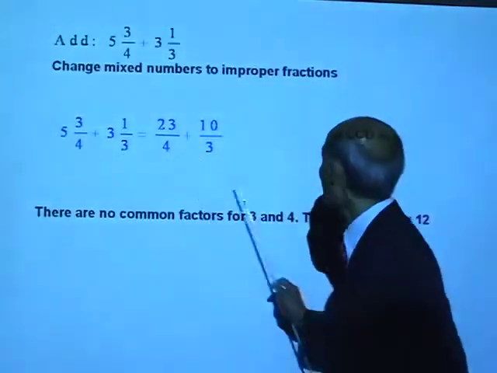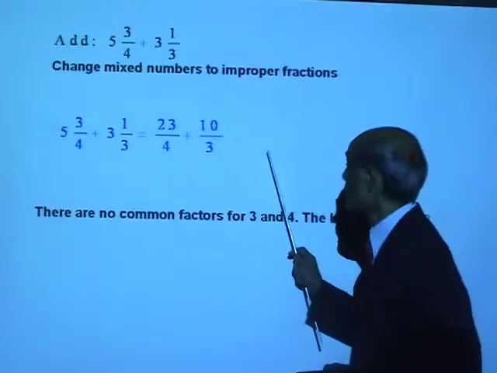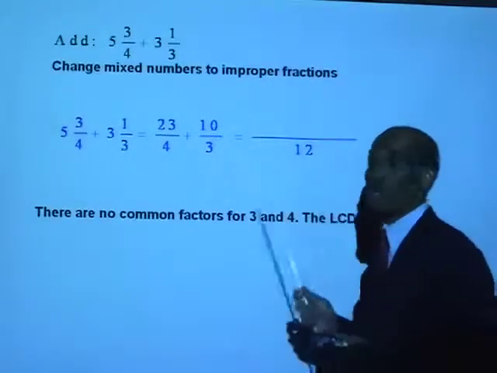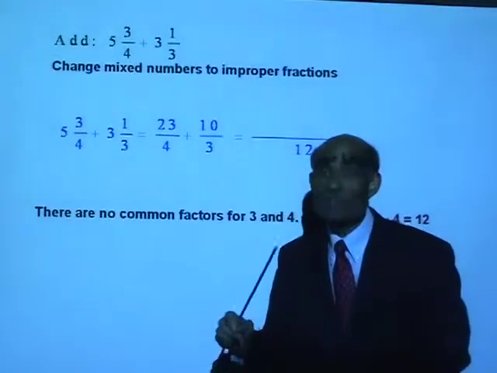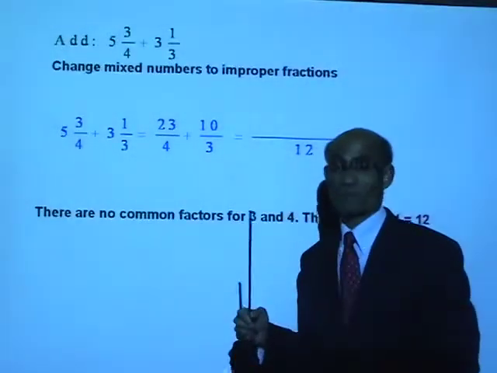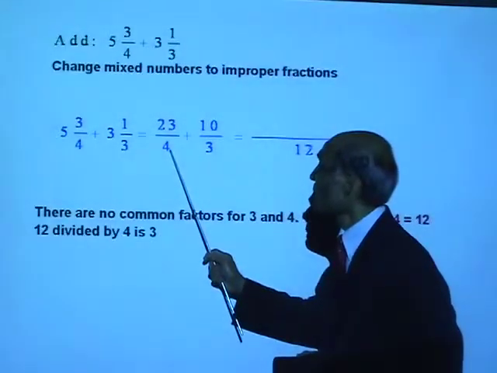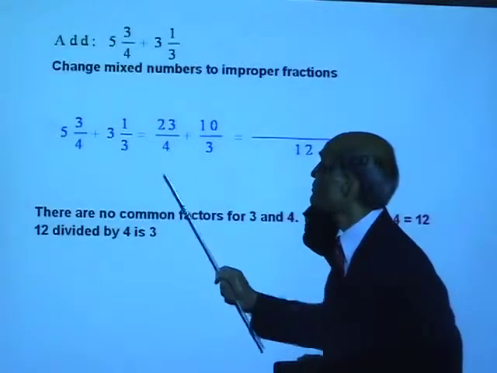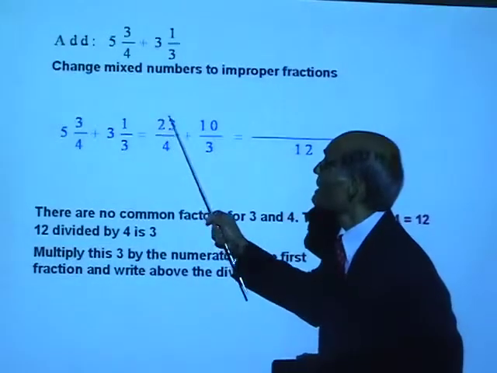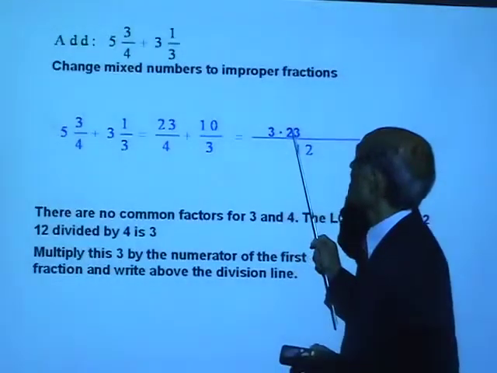So the LCD here is 3 times 4, that is 12. And what's the method? Write the LCD, the denominator, and put a big line on top. Okay, I have given you a method for adding fractions. I want you to practice that method. What's the method I gave you? 12 divided by 4. 12 divided by 4 is 3. And what do you do to that 3? Multiply this 3 with 23 and write it over here. You see, 3 times 23.